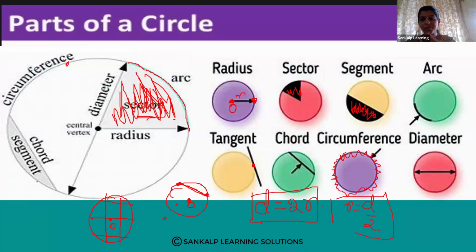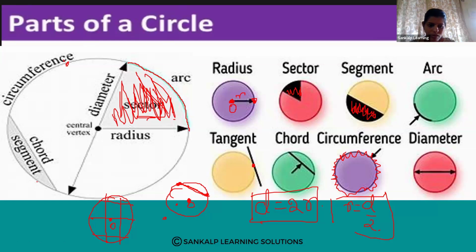Just recall the parts of a circle: radius, sector, segment, chord, diameter, circumference, and area. These are all the parts related to the circle. In this chapter, mainly we are going to discuss the sector. What you see here is the sector.